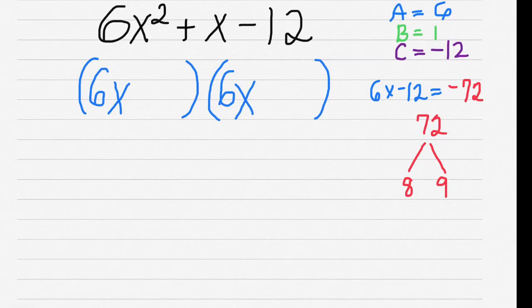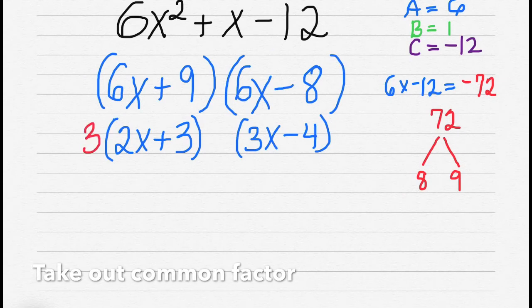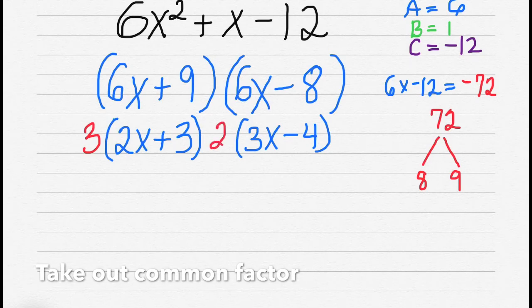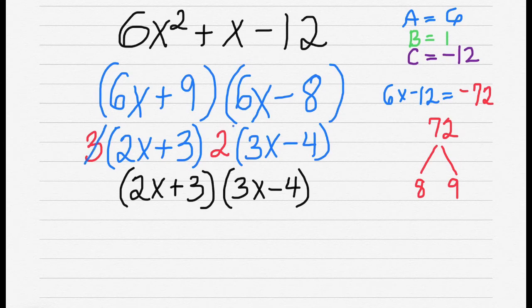Now we're going to add our factors of 8 and 9. We want it to be a positive 1. B is a positive 1, so we're going to say plus 9 minus 8. So if we factor out 3, we're left with 2x plus 3. And if we factor out 2 of the second portion, we're left with 3x minus 4. So let's get rid of our common factor, and then we're left with our factors.